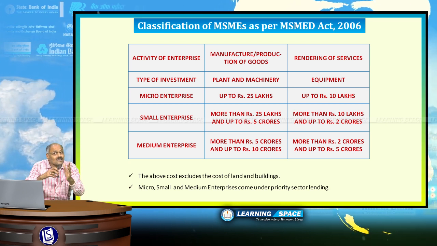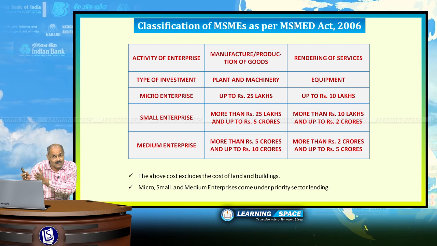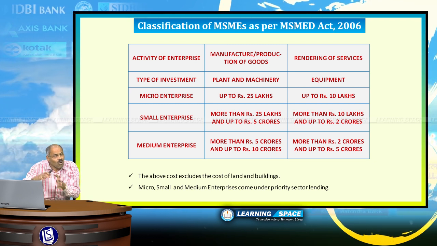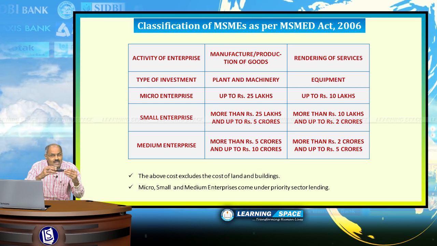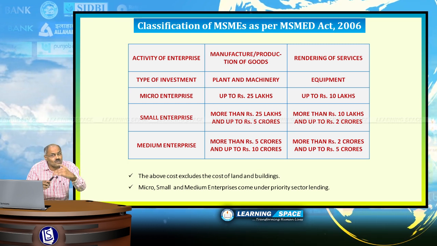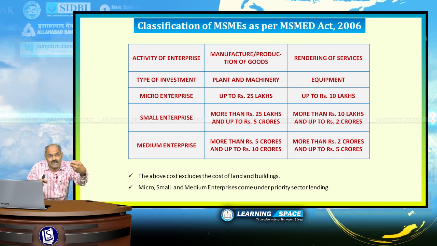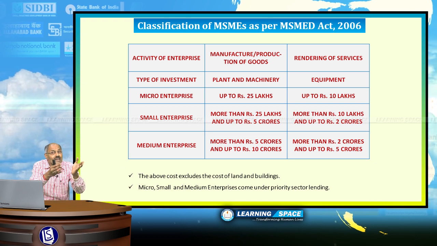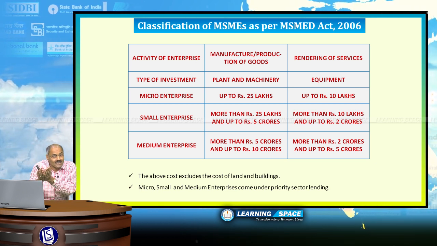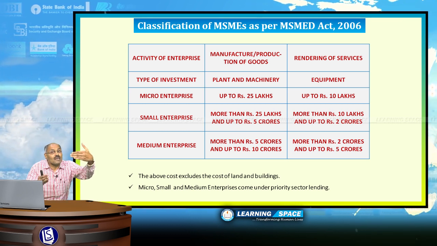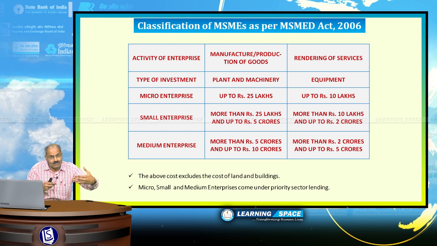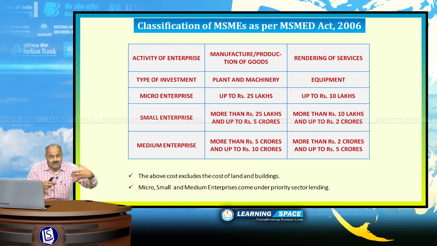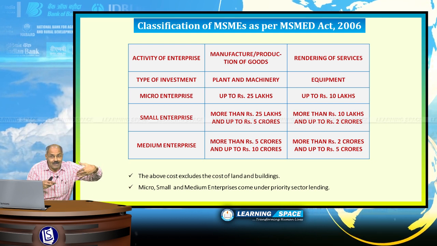Manufacturing of goods is this. Services is something different. Services means, as all of you are well aware, education, health, hospitality, all these things come under services. That means no physical production of goods is involved. If somebody is establishing a computer center to train the students, that is services. So the main classification under the MSMED Act is manufacturing and services. And a separate category exists for each of micro, small and medium enterprises. And in the classification, the cost of land and buildings is not included.